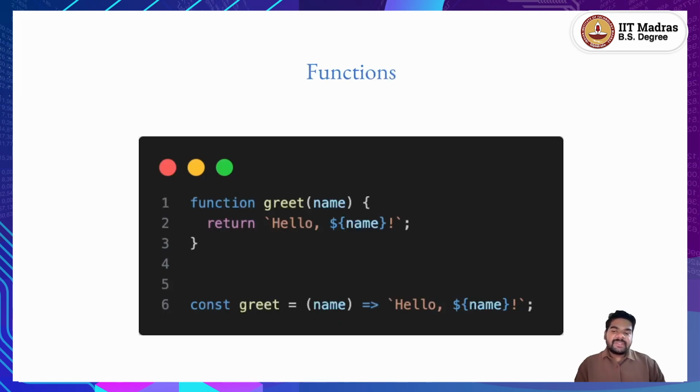Here's the key difference between arrow functions and normal functions. Arrow functions don't have their own this. They inherit this from the surrounding context, which is important when we are working with methods or callback functions. We will discuss this in much more detail, so don't worry about that yet.